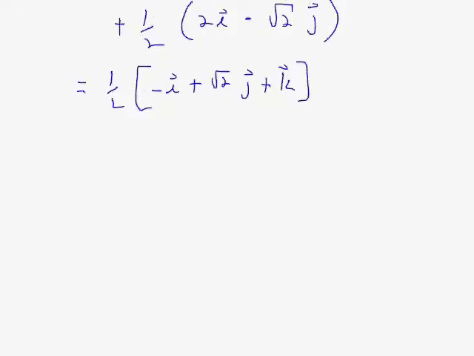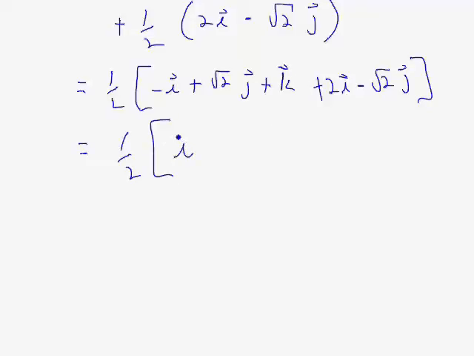And then I get plus 2i minus radical 2j. And if you combine like terms, you get 1/2. Okay, negative i plus 2i. These guys cancel out. And I get, I guess, i plus k in brackets.